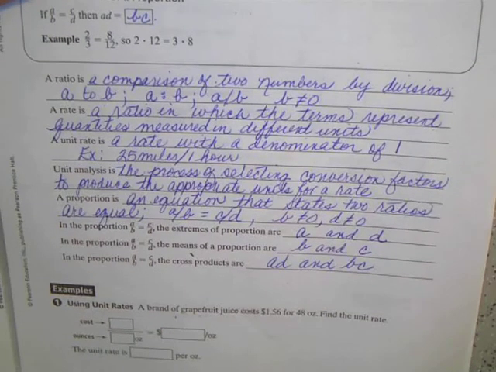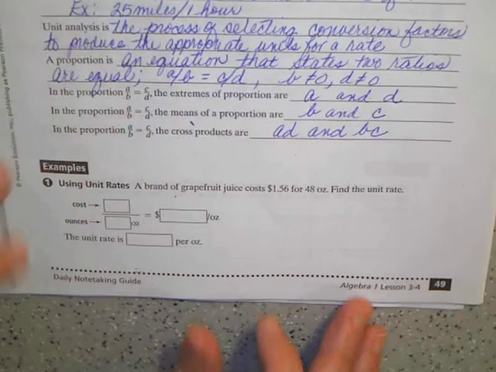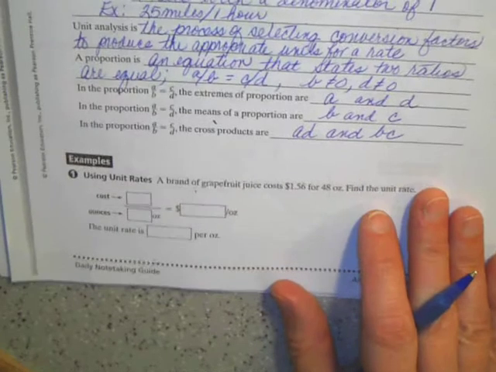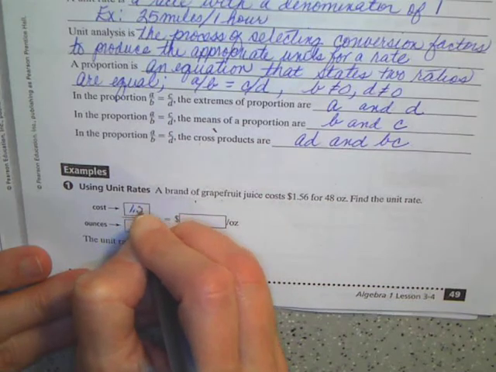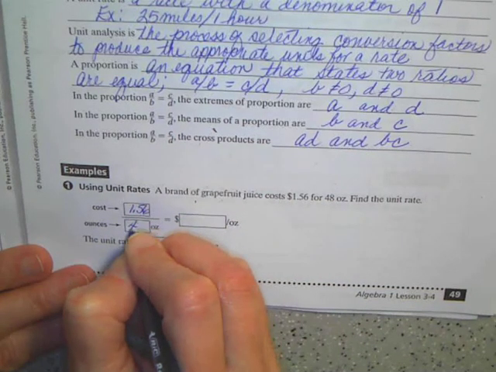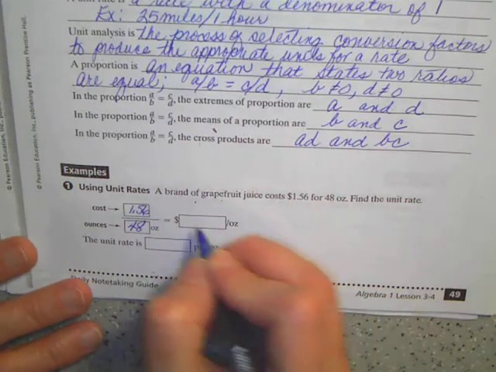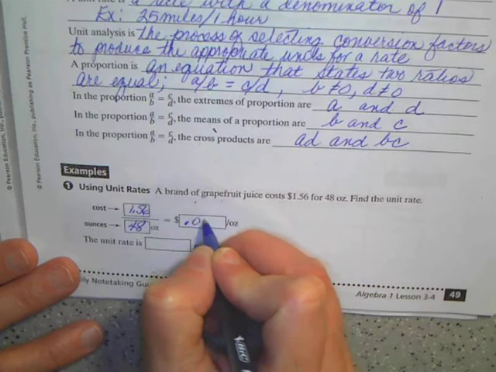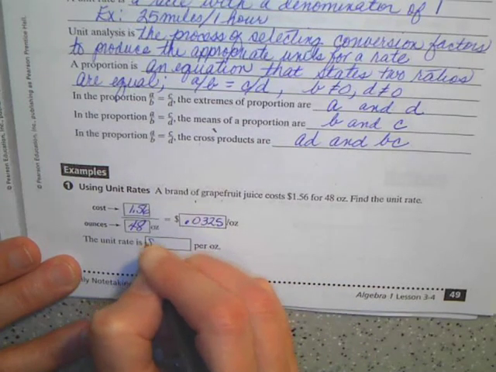Here's example number 1 using a unit rate. A brand of grapefruit juice costs $1.56 for 48 ounces. Find the unit rate. Basically what we do here is take the cost of $1.56 and divide that by the quantity, the number of ounces that the $1.56 purchases. When you divide that, that gives you 0.0325 or 3.25 cents per ounce.